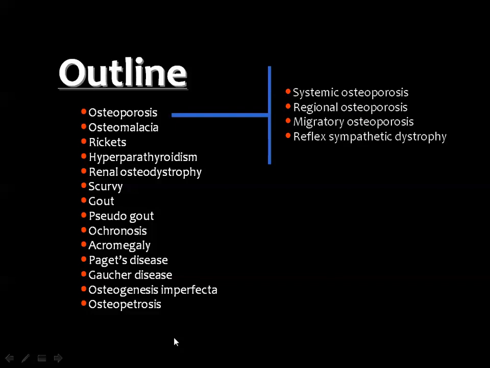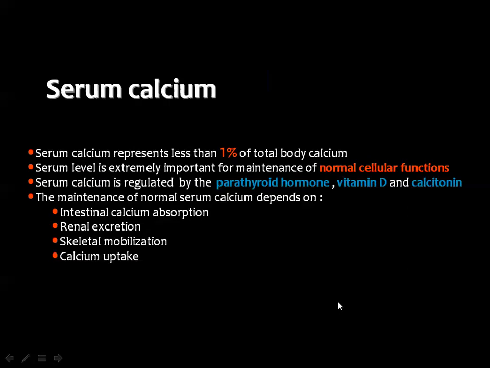Then in osteoporosis, we may have some side issues to be handled, like the systemic osteoporosis, regional osteoporosis, migratory osteoporosis, as well as the reflex sympathetic dystrophy, which was known previously as the Sudeck's atrophy.